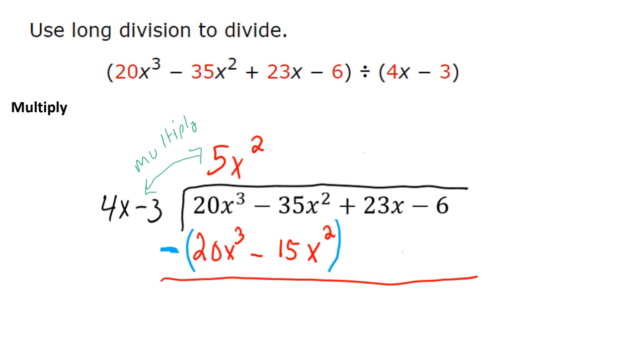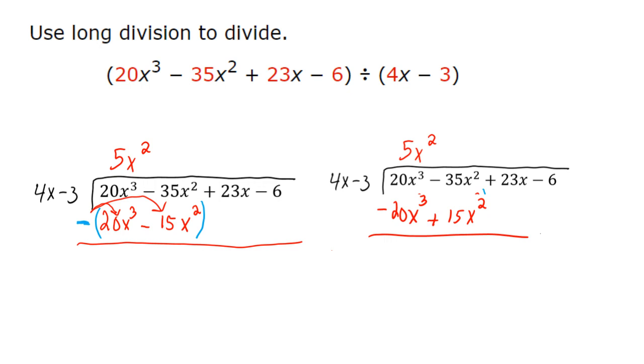5x squared times the negative 3 is going to give me my minus 15x squared. But then what follows after division? Well, we have to subtract. Now we have to be careful because we are subtracting polynomials, and we're not just subtracting one number. That's why I put a little parentheses here in blue, because in order for me to do the subtraction, I need to distribute my subtraction symbol. So I'm going to distribute this negative to the 20x cubed, which gives me negative 20x cubed. A negative times a negative 15x squared is going to give me a positive 15x squared.